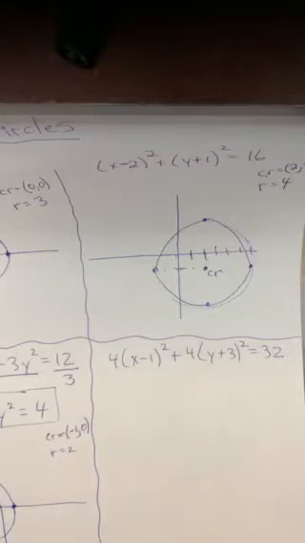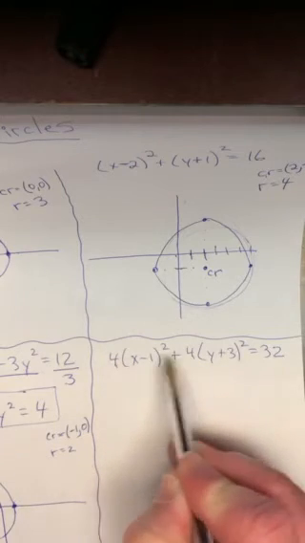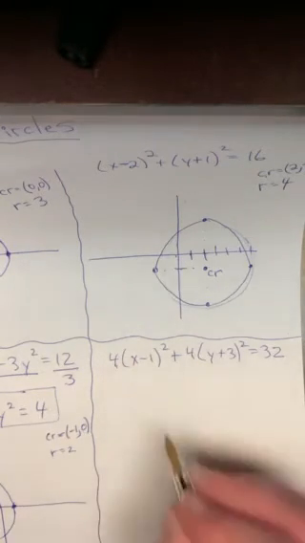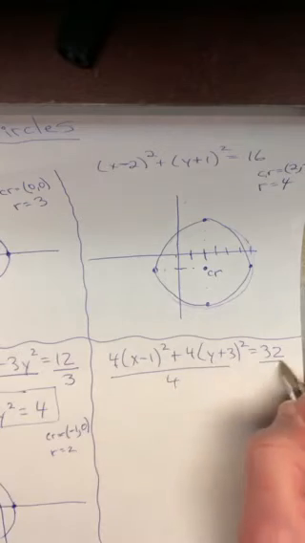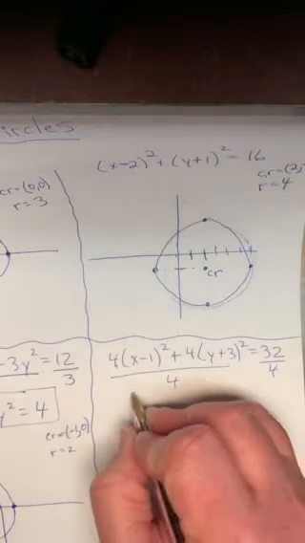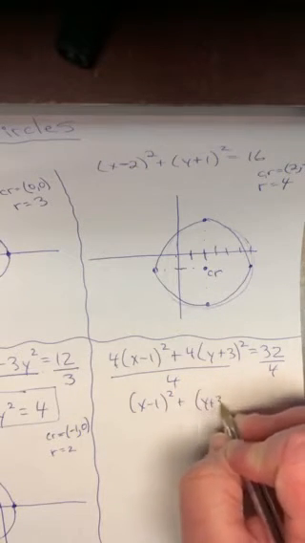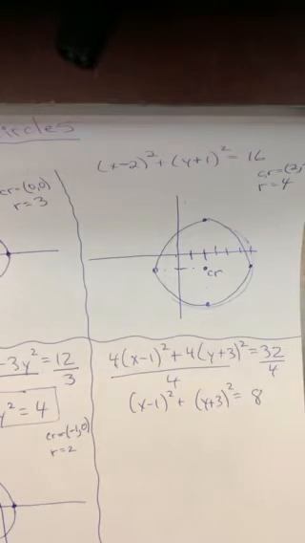and that's what's going to be happening tomorrow when we study those. So for today, if there's a number in front of the parentheses, we don't want that number there. We're dividing both sides by, in this case, 4. The 4's will all cancel. We got x minus 1 squared plus y plus 3 squared equals 8.